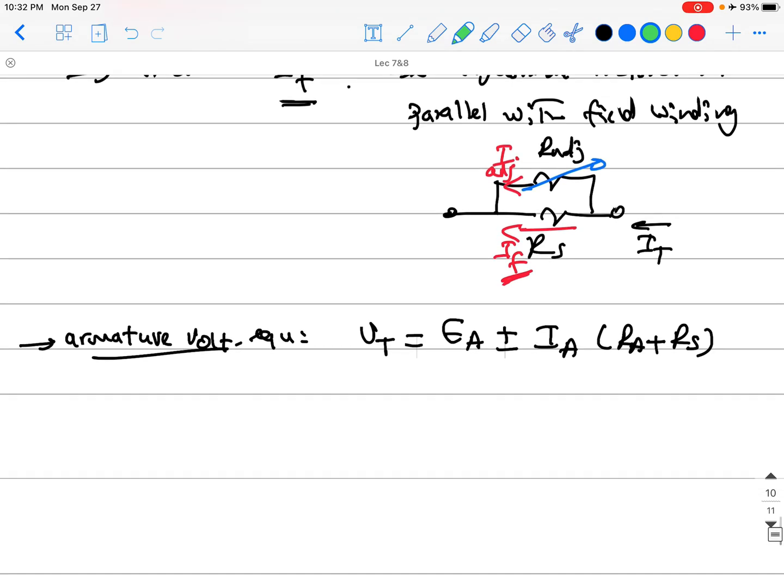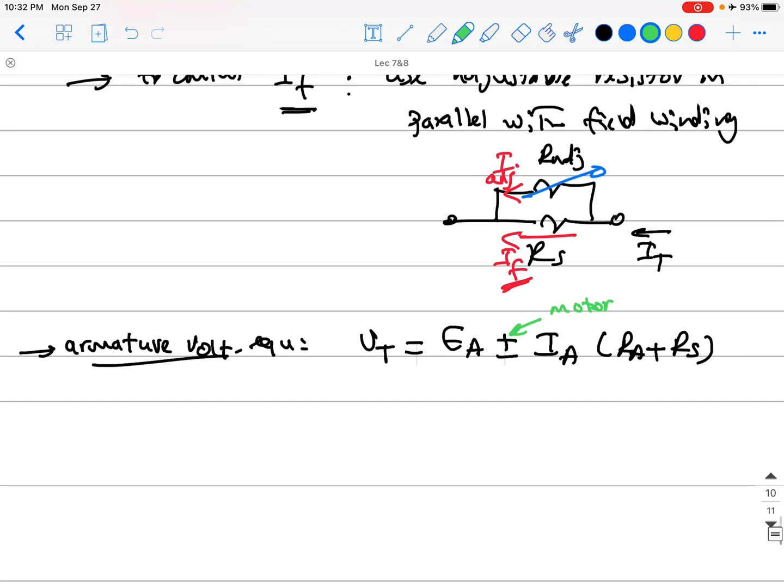Sounds good, and you know the idea. It is plus for motor mode, like this: V terminal will be higher than EA, which is the induced voltage. And it is negative for generator mode, because EA will be higher than the terminal voltage, and that is the way things work.